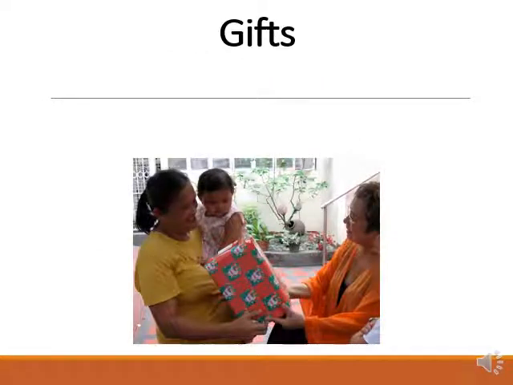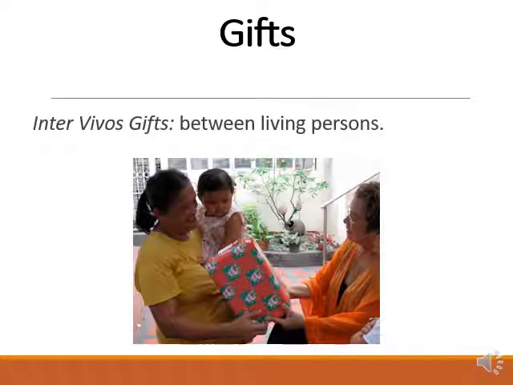Gifts. So there are various types of gifts. I'm sure you've probably received gifts before. Sometimes it might be at a birthday you've received gifts, or maybe you've even given a gift. When you have a gift, you actually have a donor and a donee. A donor is the person who's giving the gift. The donee is the person who the gift is being given to. It's important to understand that the donee does not have to accept the gift.